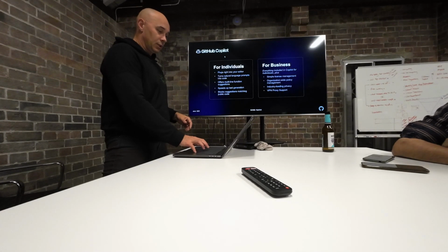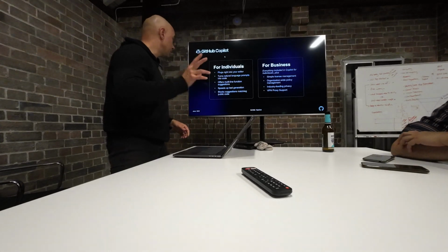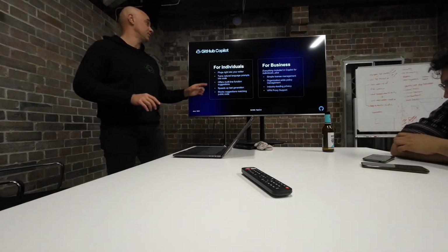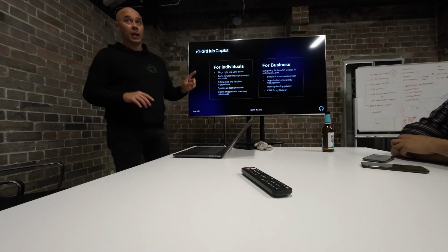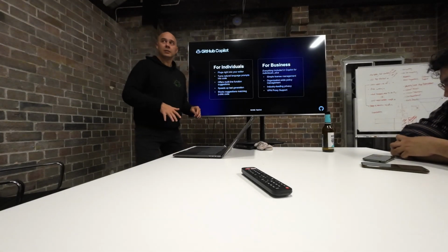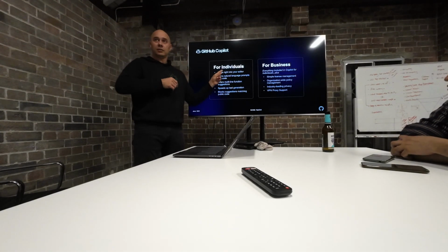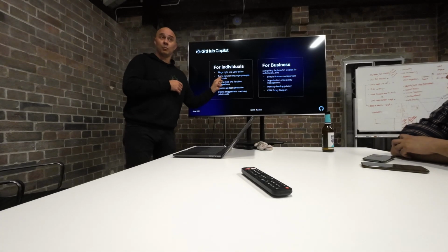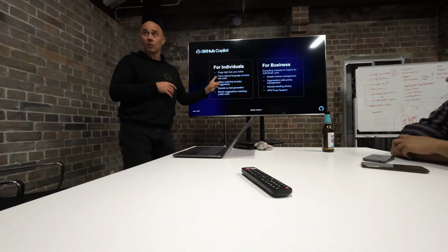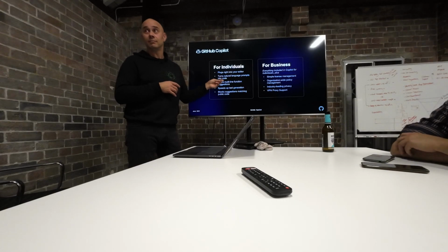What else do we have? So there are two types of licenses for Copilot. One is for individuals, one for business. If you want to try Copilot, the best part is, get this, put your credit card details in, cancel it within 30 days.